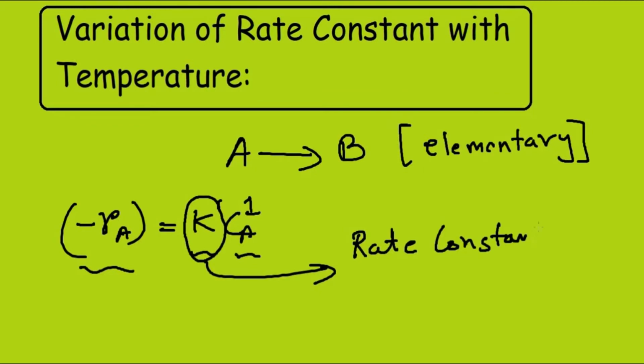Now this rate constant is a function of temperature. This rate constant will change as the temperature changes. So how to calculate this variation? This variation can be calculated by three theories: Arrhenius law, collision theory, or transition state theory. But we will study the Arrhenius law only.